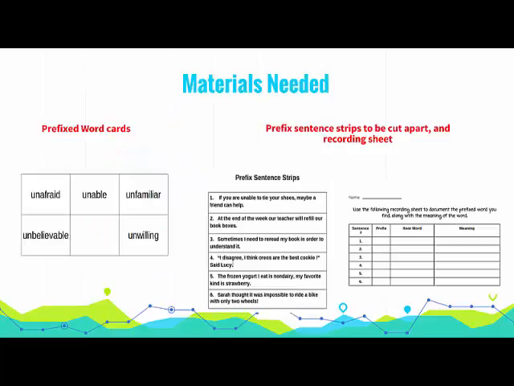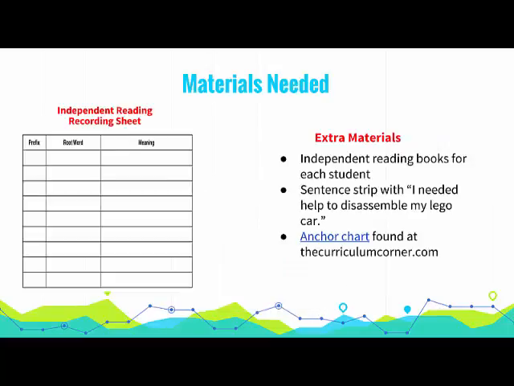In order to teach this lesson, you will need the word cards, sentence strips, and recording sheet shown on this slide. You will also need the independent recording sheet shown for when students are reading their own independent books. This sheet can be used as a formative assessment to show you how students are progressing along with the standard. Extra materials needed include the anchor chart from curriculumcorner.com and a sentence strip for the guided practice portion of the lesson.